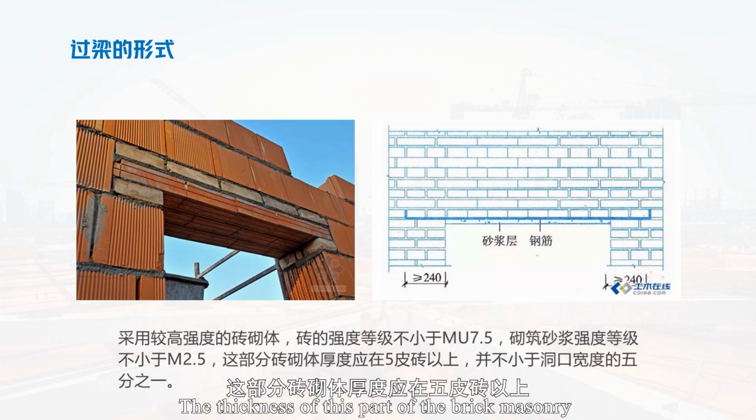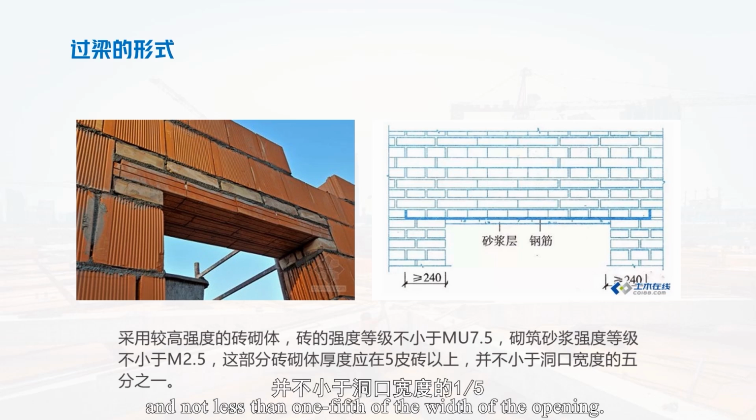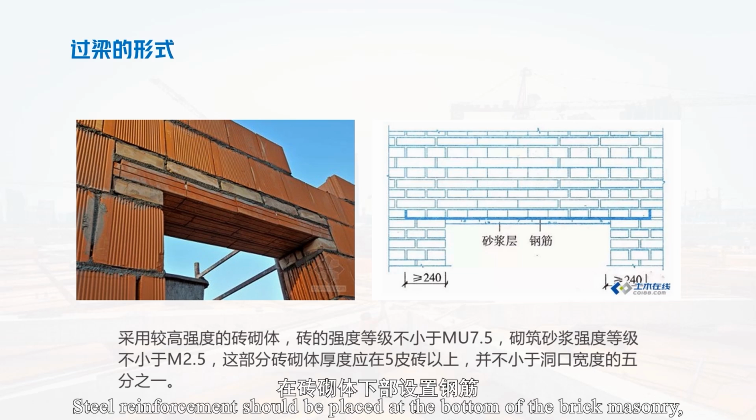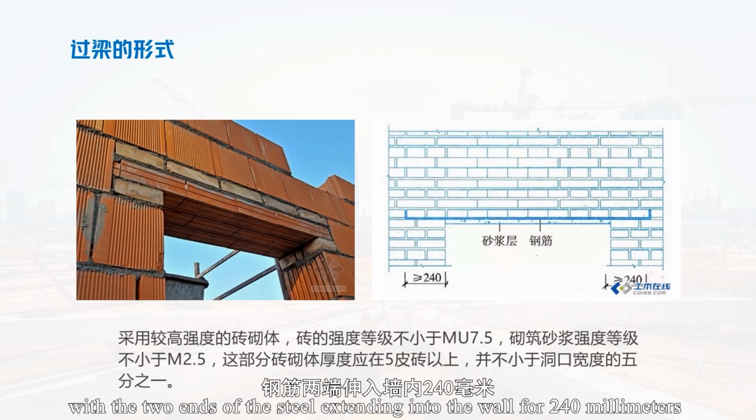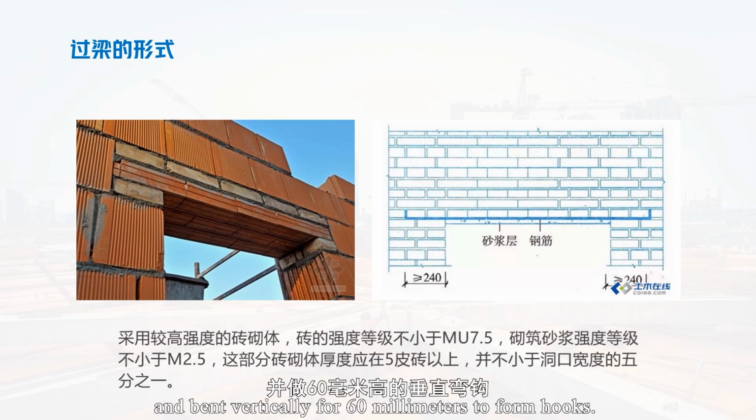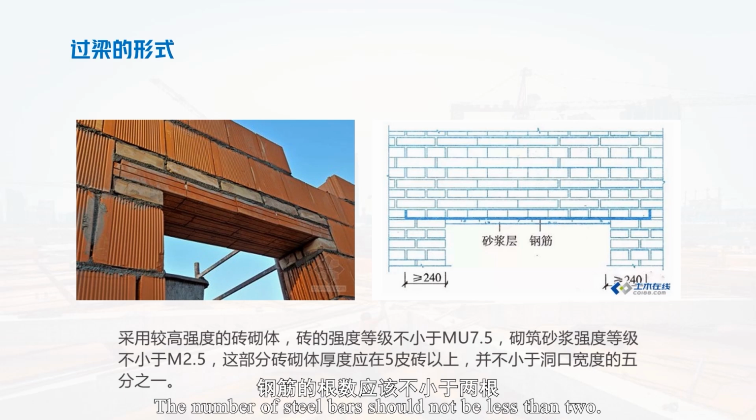The thickness of this part of the brick masonry should be more than 5 layers of bricks, and not less than 1/5 of the width of the opening. Steel reinforcement should be placed at the bottom of the brick masonry, with the two ends of the steel extending into the wall for 240 millimeters, and bent vertically for 60 millimeters to form hooks. The number of steel bars should not be less than 2.